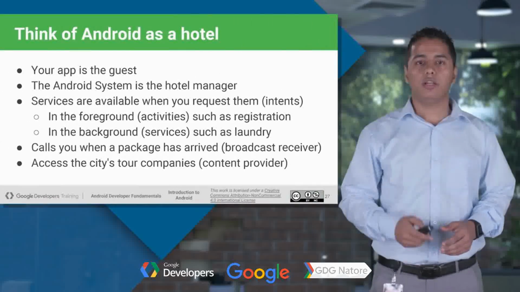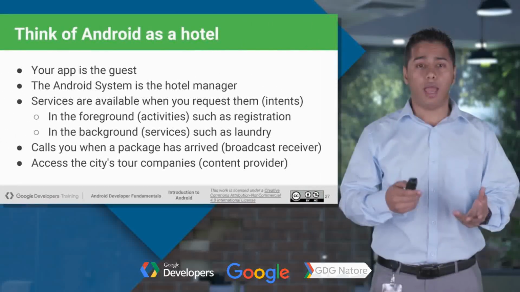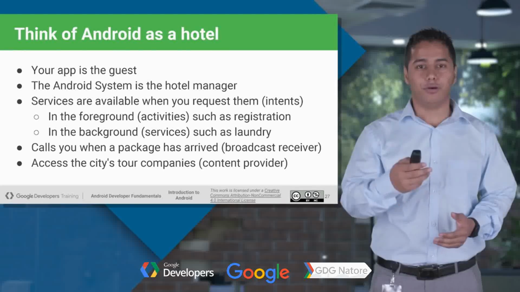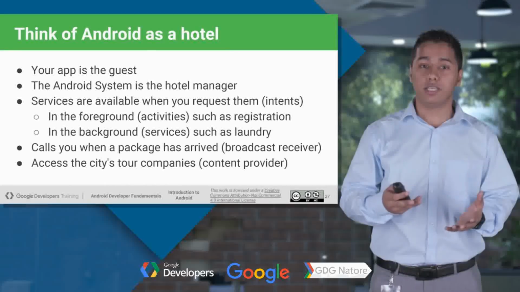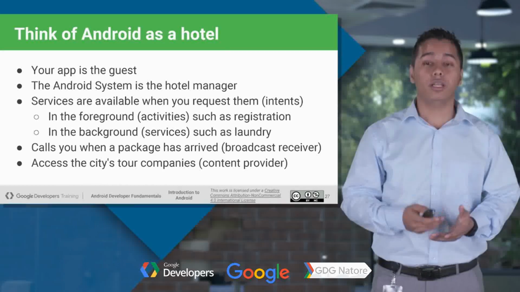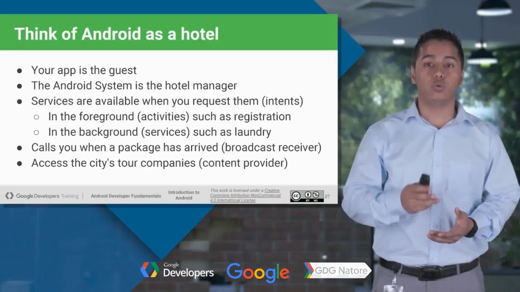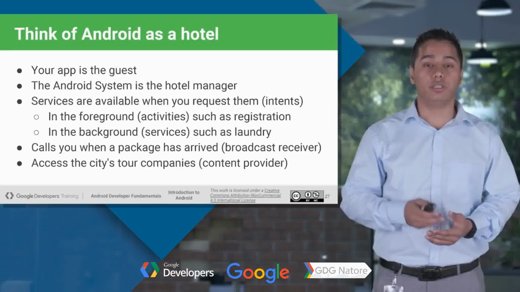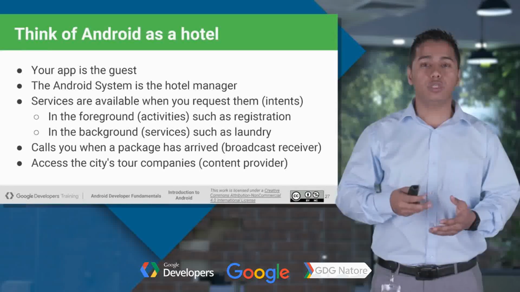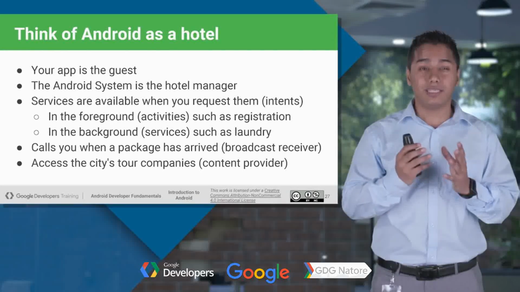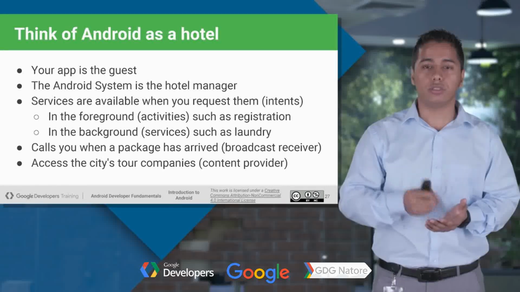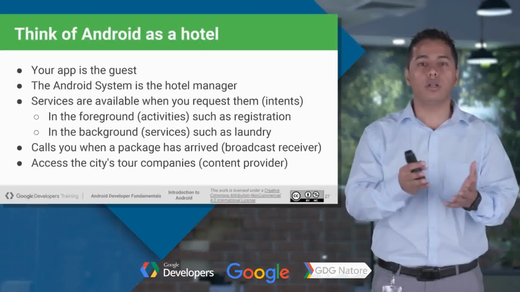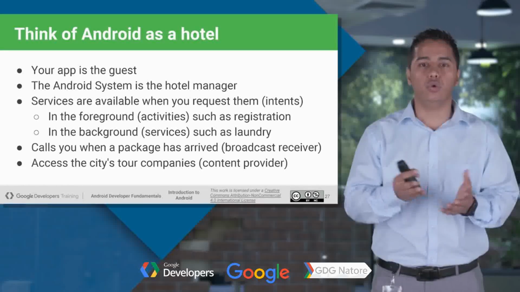So you can think of Android as a hotel. Your app is your guest. Your Android system is your hotel manager. Now there are certain services which you request. You can invoke them with the help of intents, which we are going to go through in further slides. Now there are services which require your presence. For example, let's say you want to do your hotel registration. That requires your presence. So that's what an activity is, like your UI.